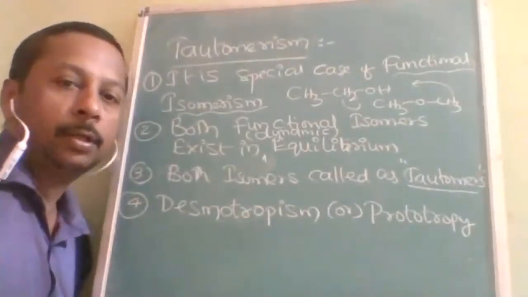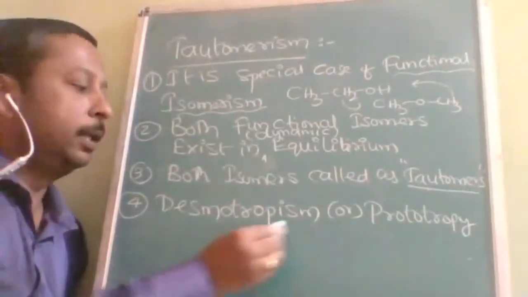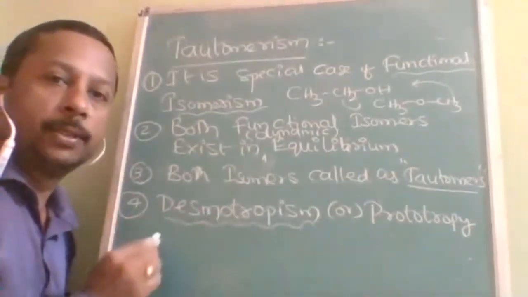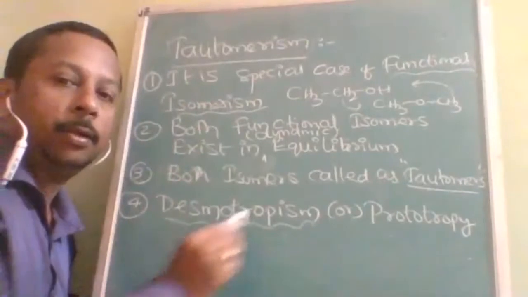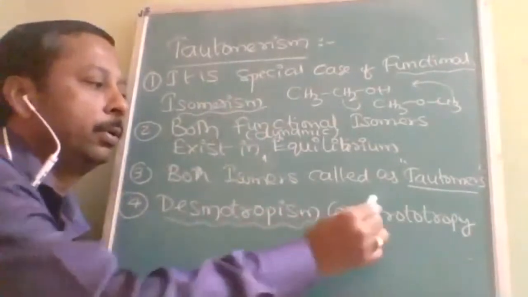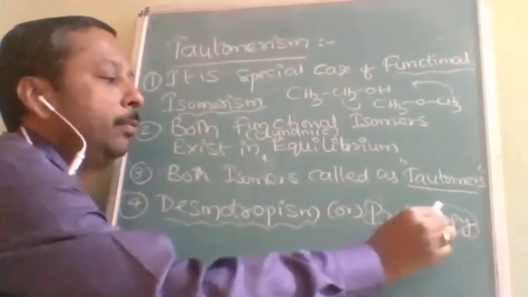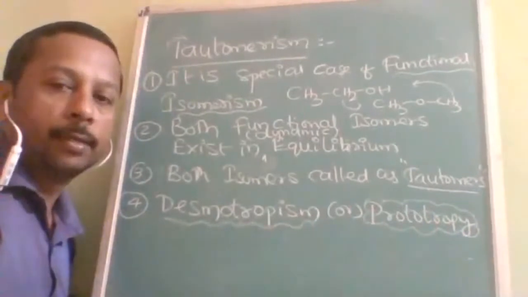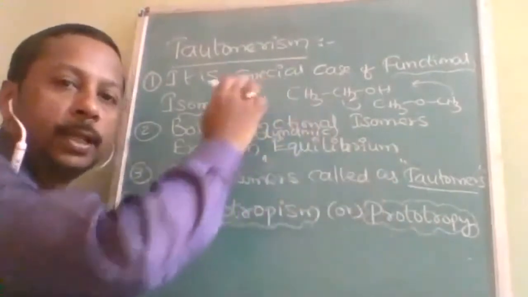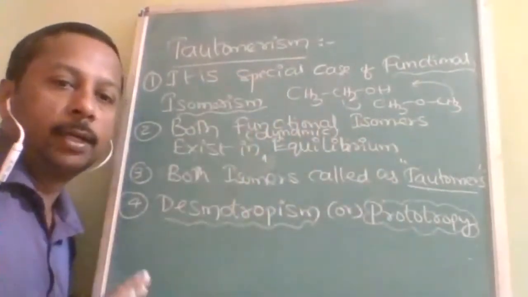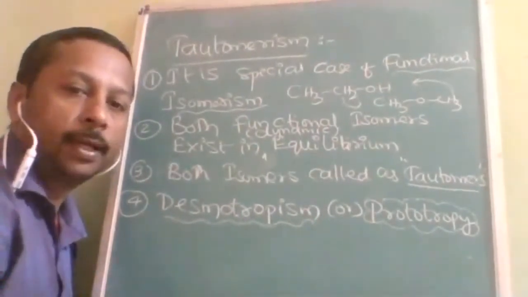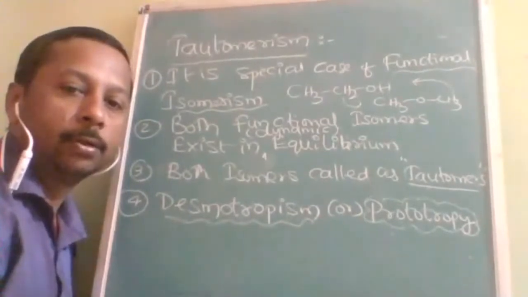Now, desmotropism is also called tautomerism. Prototropy is also called tautomerism. The same thing is applicable, but small awareness will improve your score. Suppose there is a question and the word prototropy is used; unless you know that prototropy is as good as tautomerism, you are not going to attempt that and you are going to lose the marks. So tautomerism is also called desmotropism or prototropy.